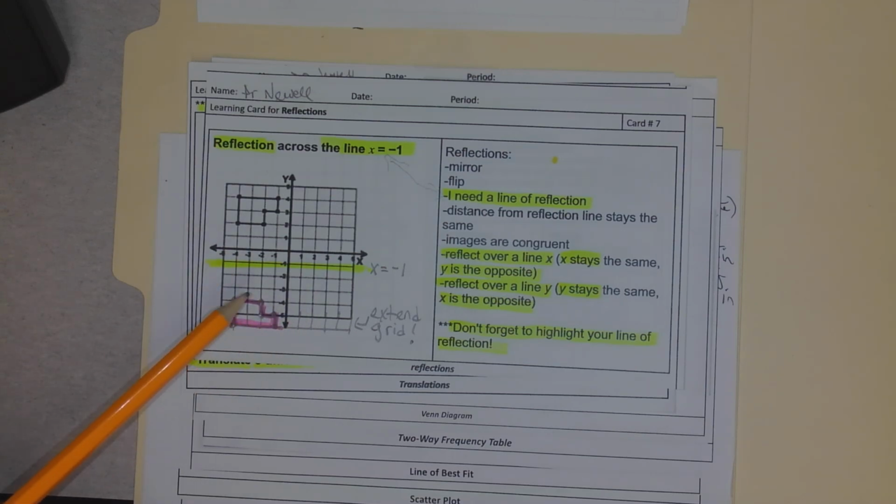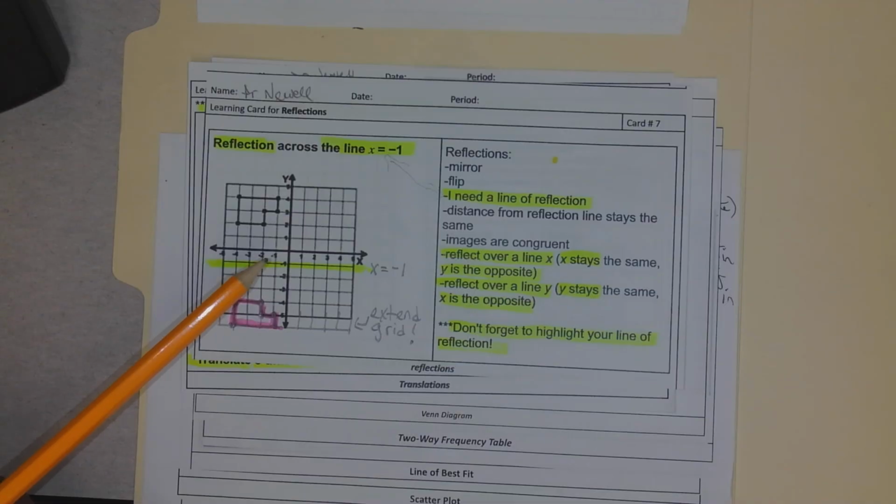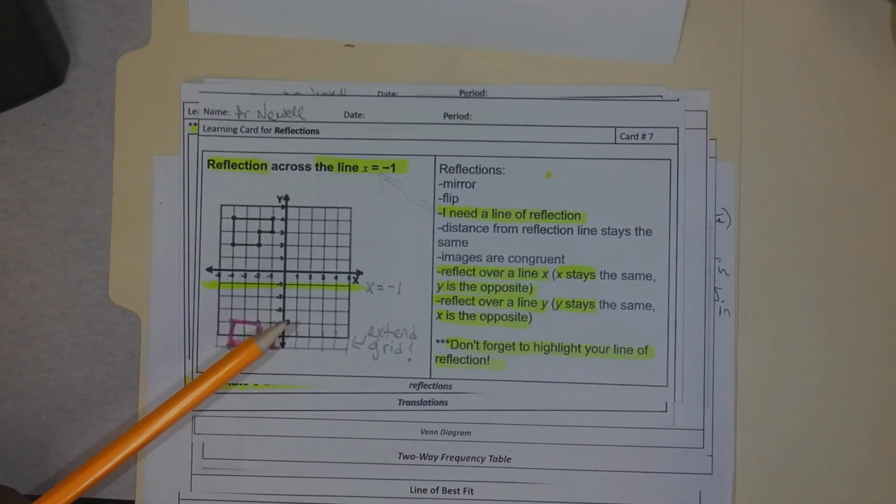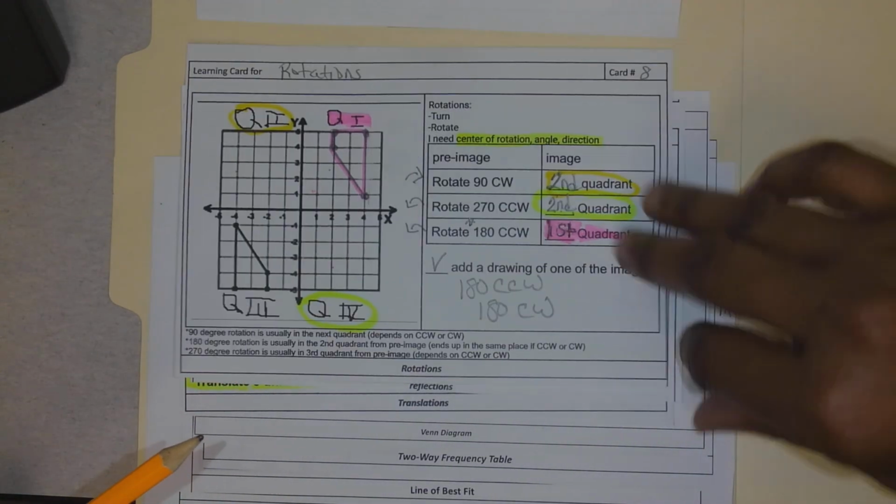Now, in this particular case, because I decided to make my reflection line x equals -1, you will have to extend your grid. Please do that. That will be correct. Okay? And then you can draw your points. All right? I don't want this video to be too long, so pause and do what you need, but I'm moving on.